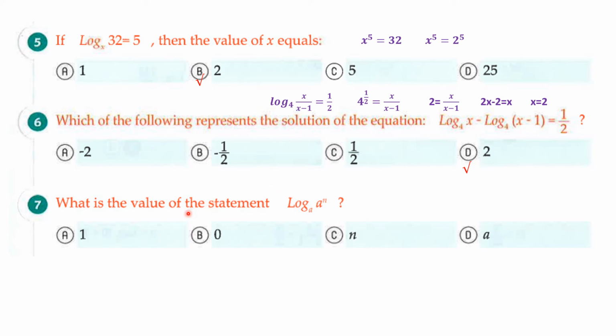What is the value of this statement? This is memorized. When this is equal to this, the answer has to be n. Directly, like log base 5 of 5 to the power of n, the answer is n. Log base 10 of 10 to the power of 3, the answer is 3. So basically, let's think a to the power of x, which I don't know, is equal to a to the power of n. So x has to equal n. There's no way. Memorize it. This is very easy for you.